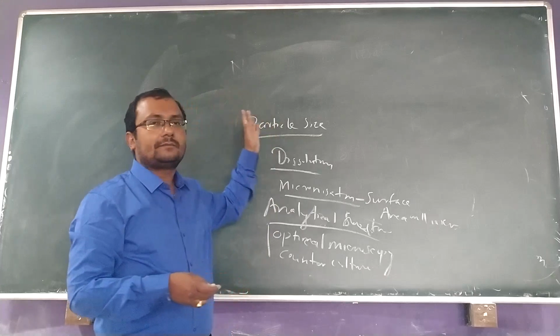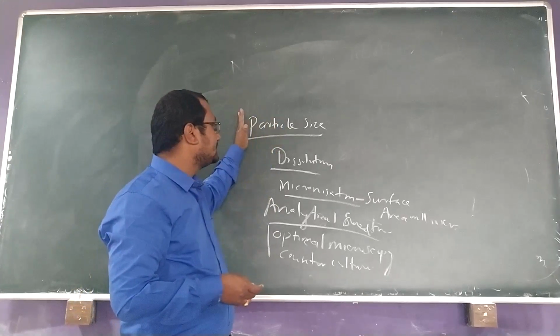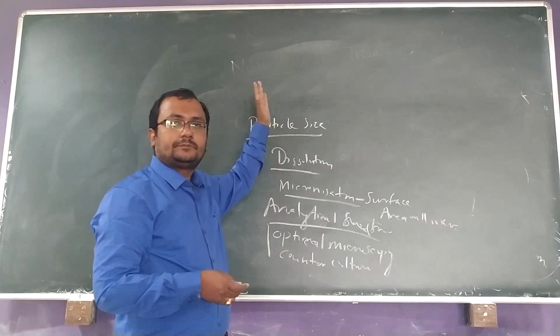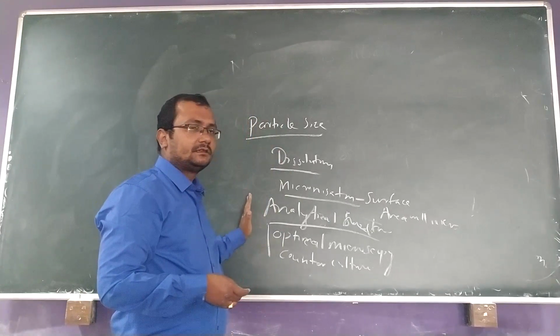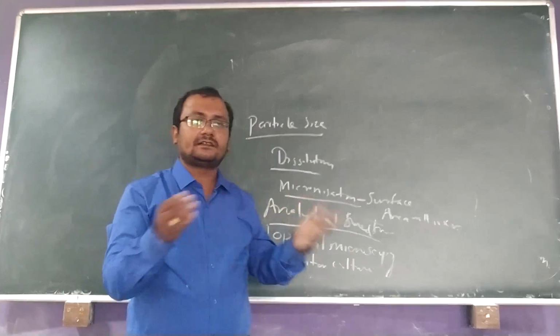So these are the two parameters we have discussed today. The first one is the physical forms of the drug molecule, and the second is particle sizes. Different other techniques we will discuss in the next class.